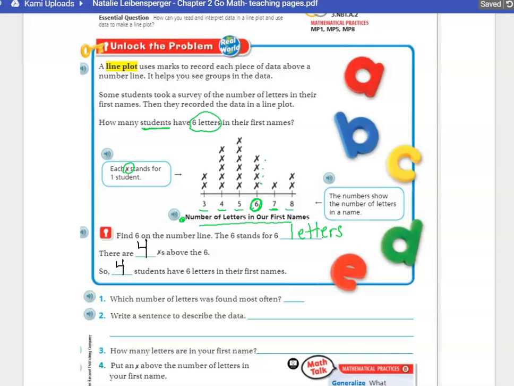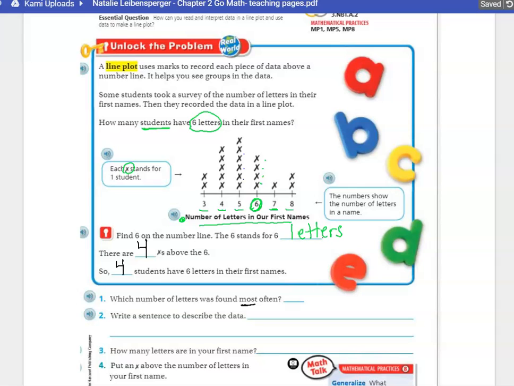So let's go down to our questions. Number 1, which number of letters was found the most often? Well, I'm going to see how many X's each of them have, and I'm going to look at the one that has the most X's. So I see right now, just by looking at the line plot, there are the names with 5 letters. When I counted, there were 1, 2, 3, 4, 5, 6 students. So 5 letters was found the most often.